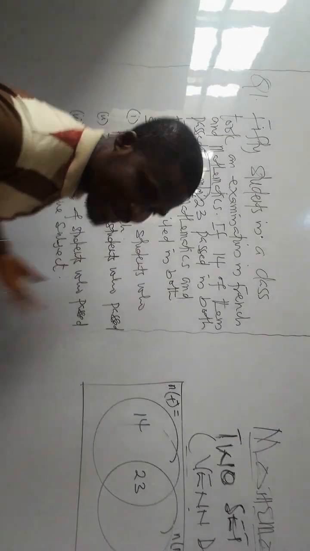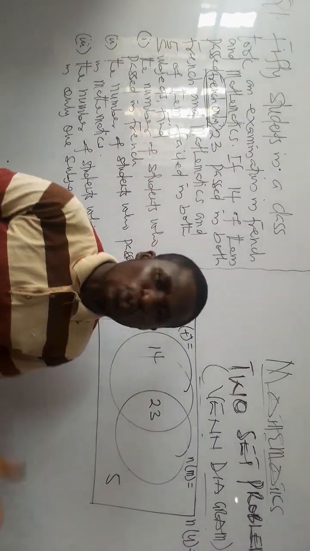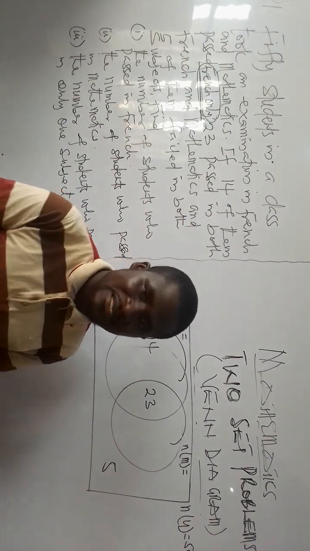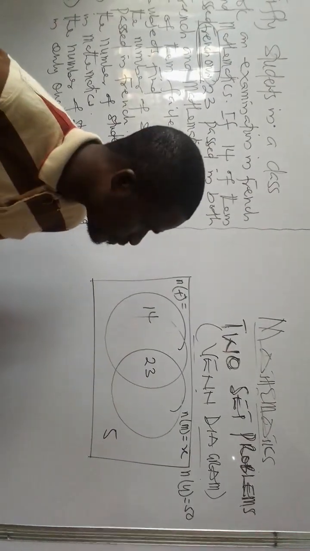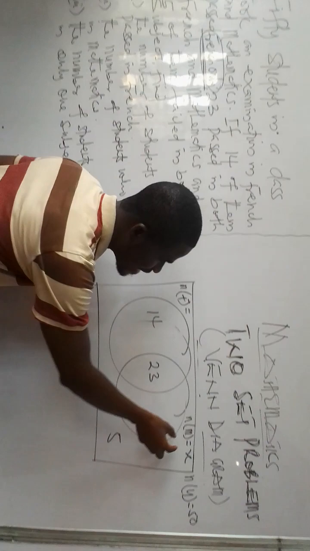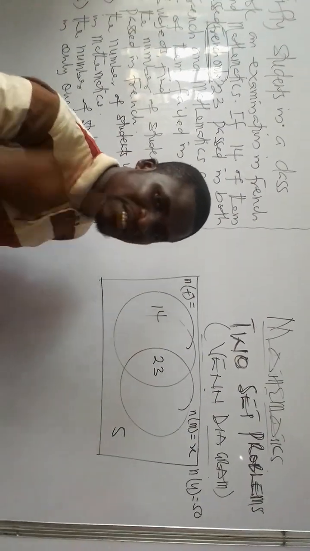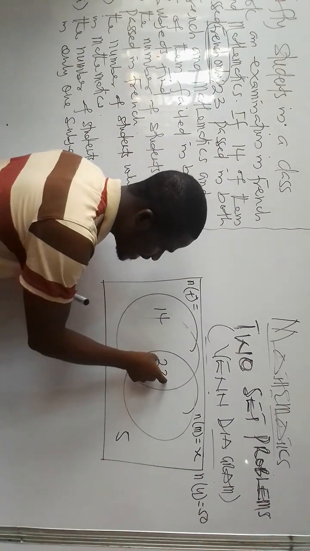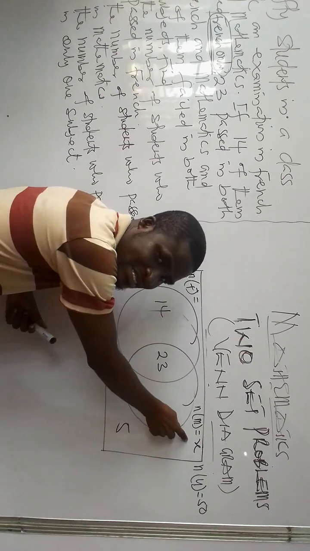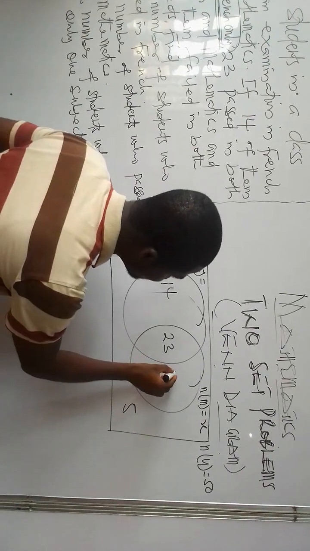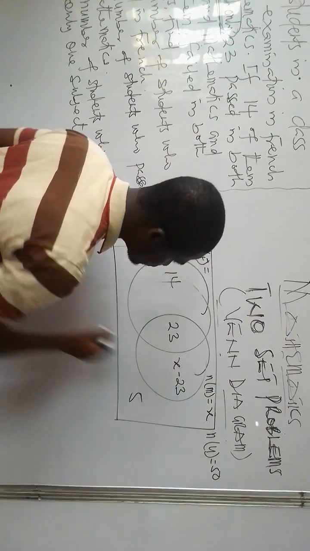Now, in the question, they didn't give us mathematics. Those who offered mathematics, we don't know. Now, because we don't know, we are going to represent it with X. Those who did math, we don't know them. Now, because I didn't hear the word only for mathematics, I said those who did mathematics. So we have some students here, they are also part of the mathematics. So if that's the case, then let's subtract both subjects from mathematics. So we're going to have x minus 23.